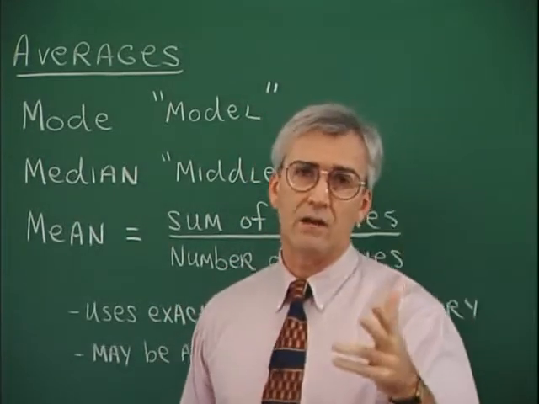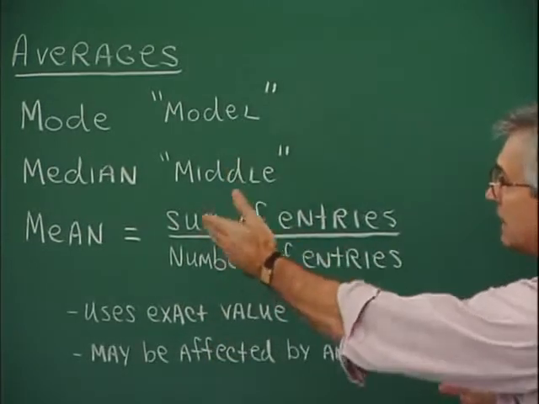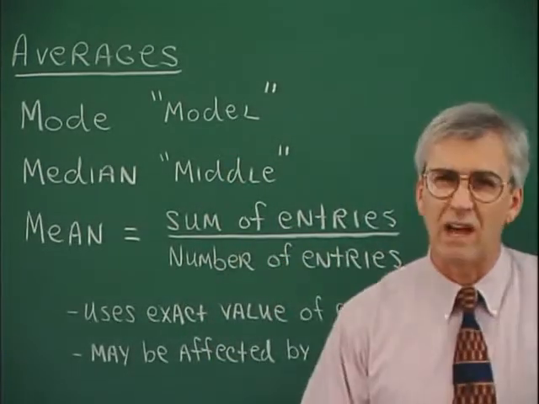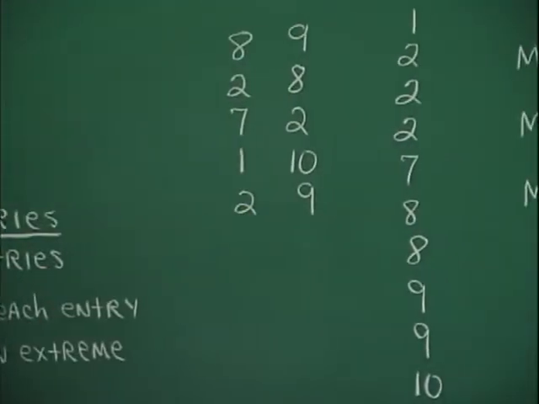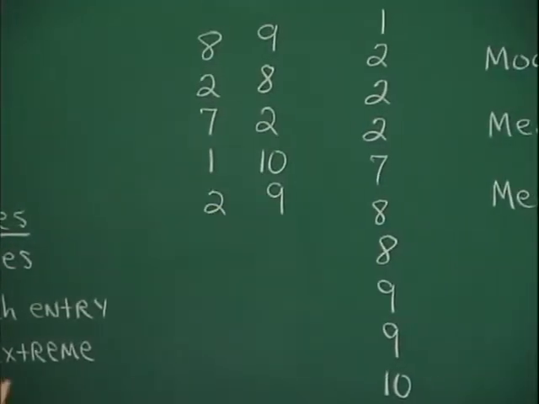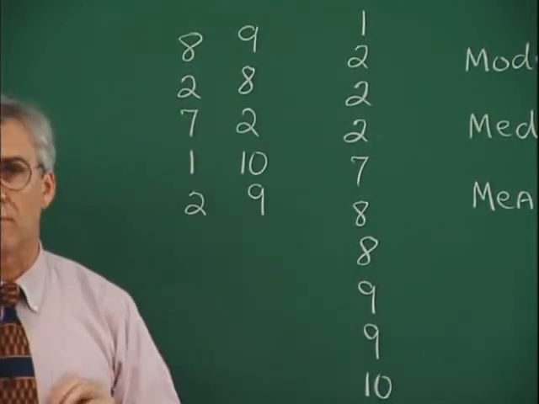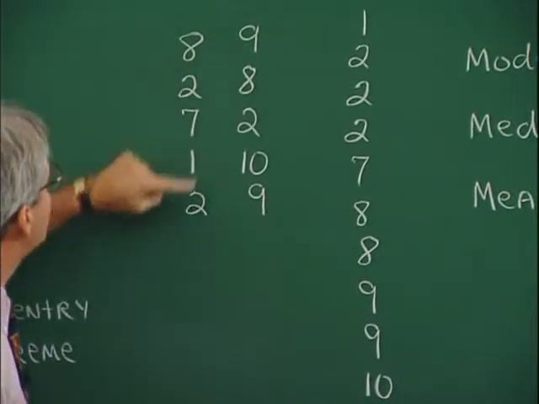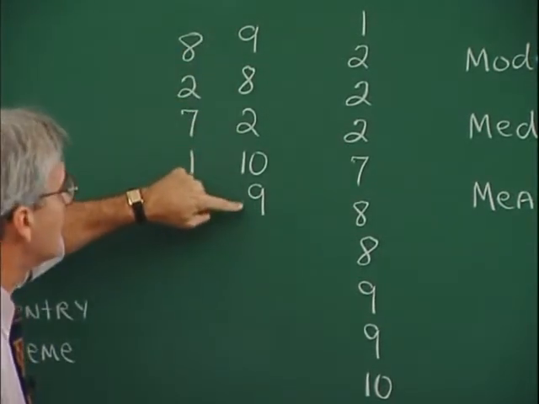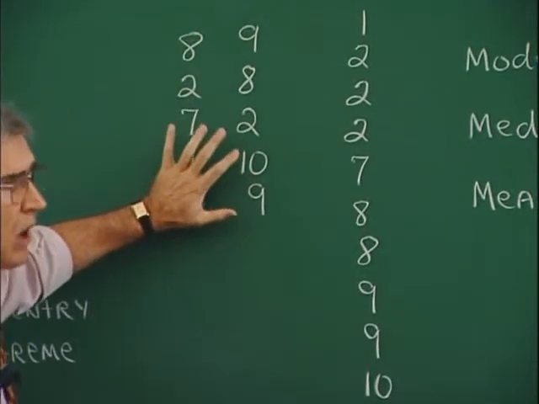Well, let's talk about an example that uses the mean, median, and mode. Let's talk about this set over here. Here's just a group of small numbers, and we're not going to say whether this is a sample or a population. It really doesn't make too much difference. But it's 8, 2, 7, 1, 2, 9, 8, 2, 10, 9. Okay, and these are in relative random order.